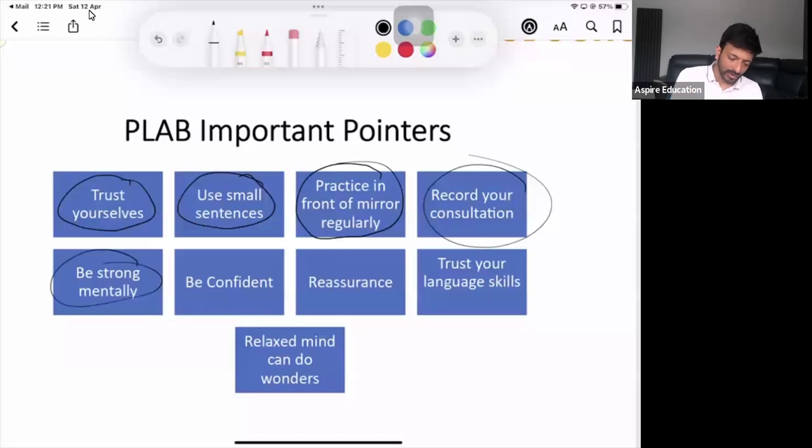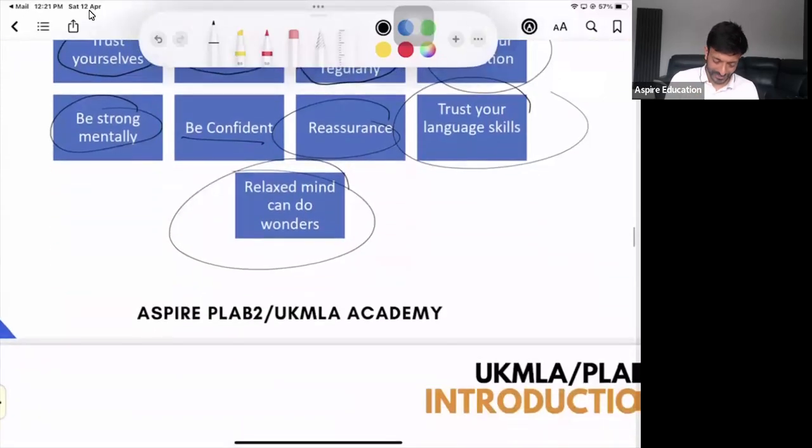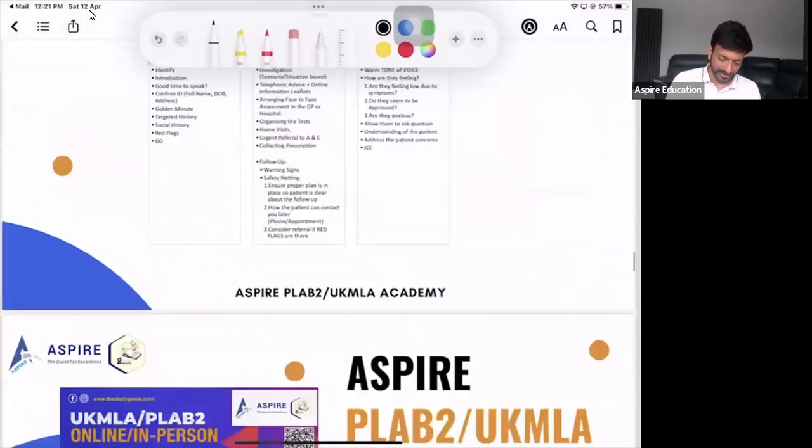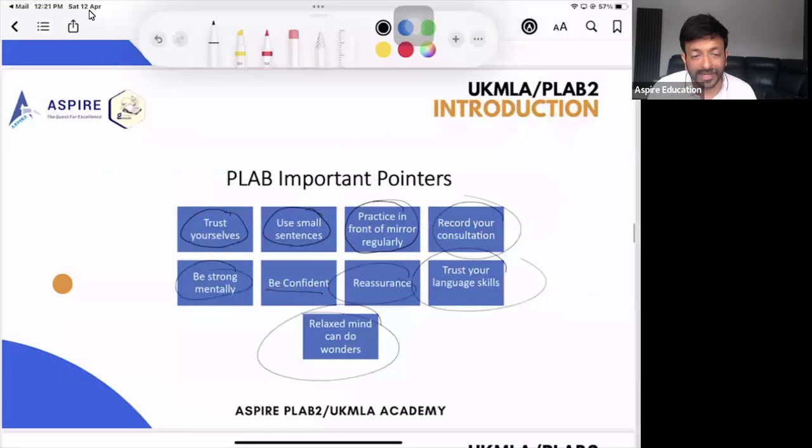Be strong mentally, be confident, reassurance, trust your language skills, a relaxed mind can do wonders. Remember that. See, everybody's going to be stressed, that I agree. A bit of stress is kind of good as well to bring out the best in you, right? But if it is too much, then it can affect your performance. So that is not good, right? So you have to be very, very careful on that. So that's what I have in the introduction.